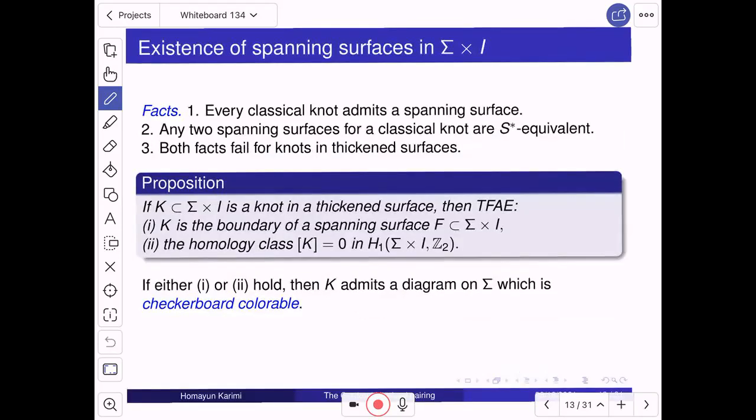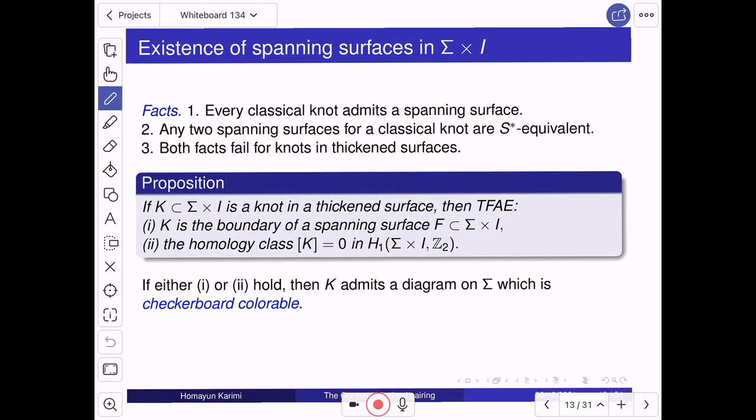Now, these are some facts about SSR equivalence. First of all, for classical knots, every classical knot admits a spanning surface. These are well-known facts. And also, any two spanning surfaces for a classical knot are SSR equivalent. But both of these facts fail for knots in thickened surfaces, i.e. you can have knots which don't admit any spanning surface, and also you can have more than one SSR equivalence class for a given knot K.